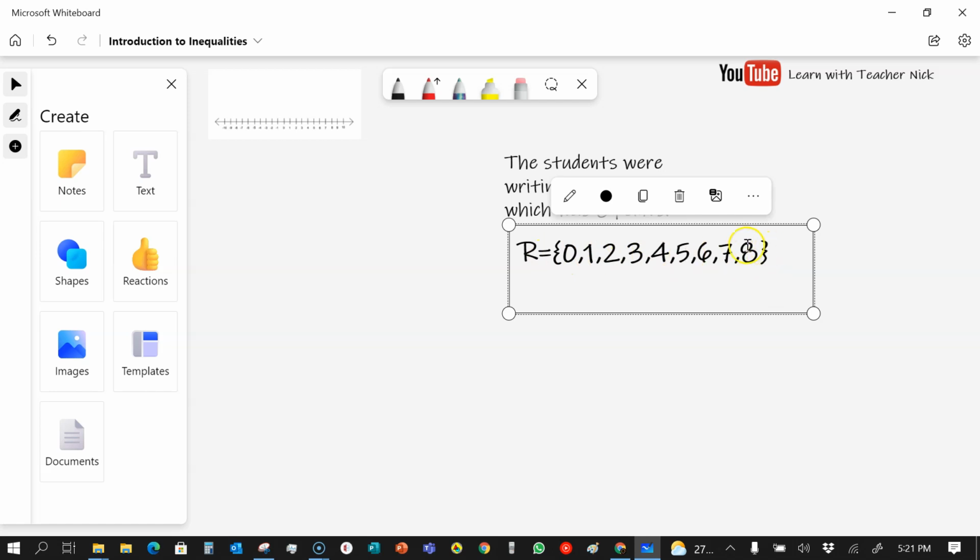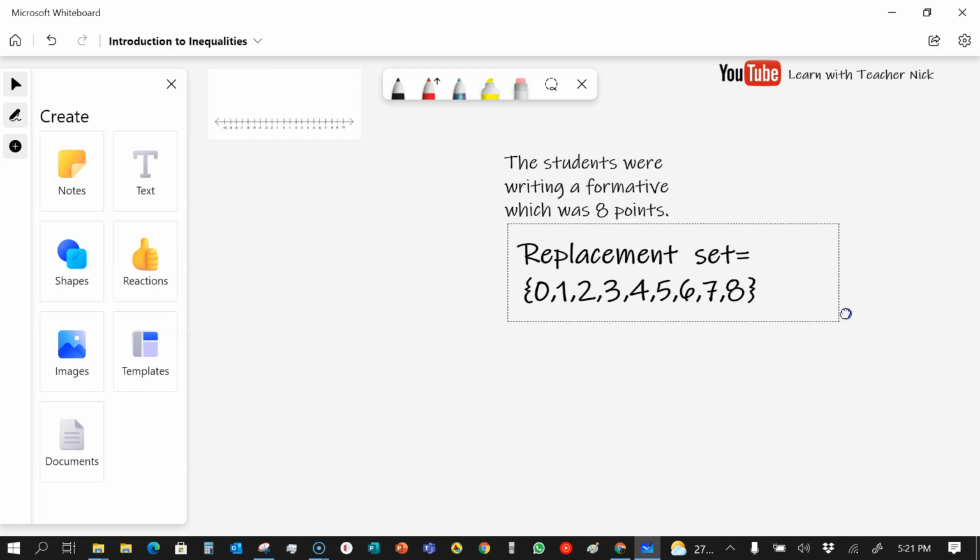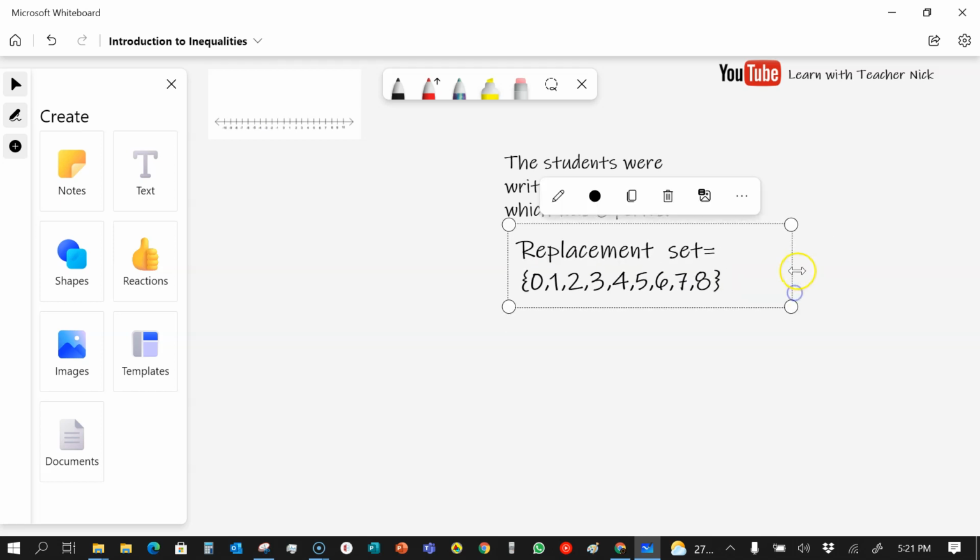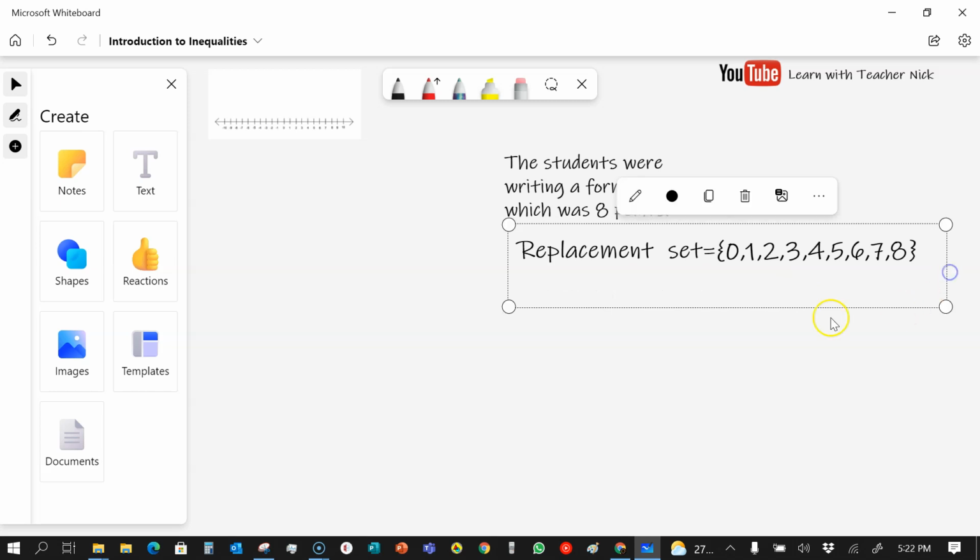What do we call this set of all possible scores, or all possible scores that learners can get? We call this a replacement set. So this set of numbers is called a replacement set. These are all possible scores that learners can get.